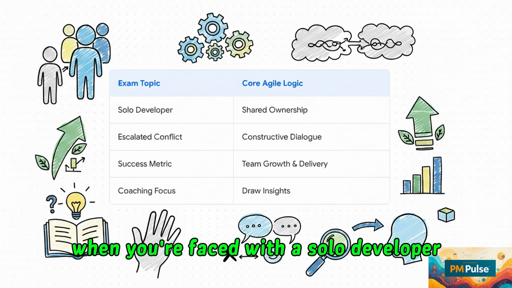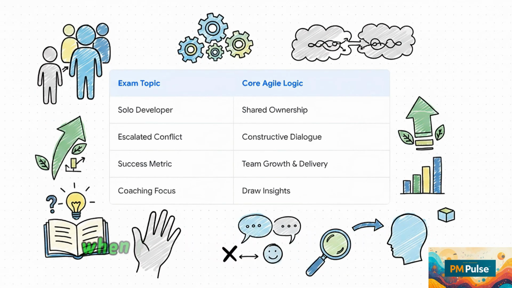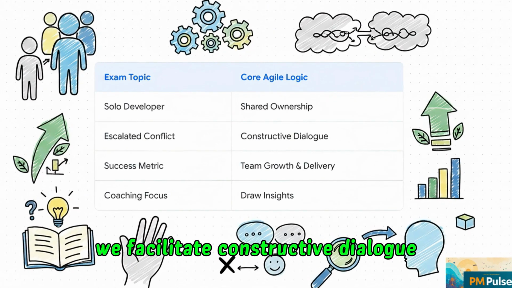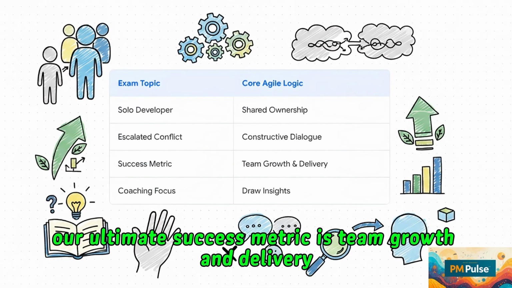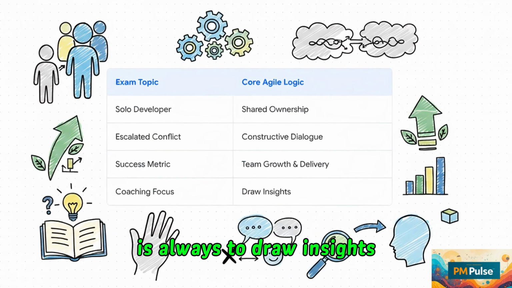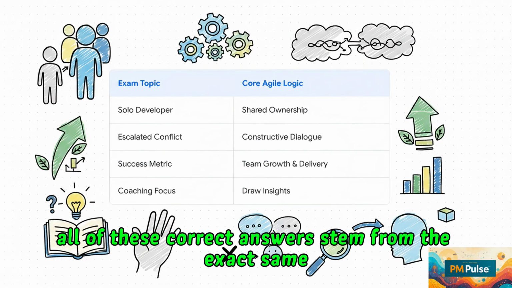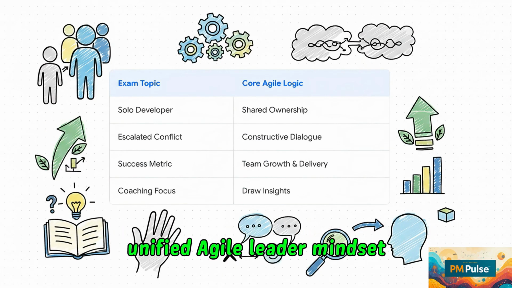When you're faced with a solo developer, the core logic is to encourage shared ownership. When faced with an escalated conflict, we facilitate constructive dialogue. Our ultimate success metric is team growth and delivery, and our primary coaching focus is always to draw insights from the learner. You see, all of these correct answers stem from the exact same unified Agile leader mindset.